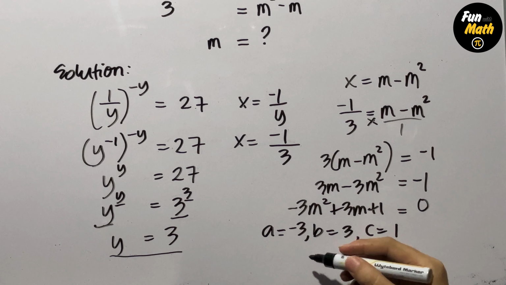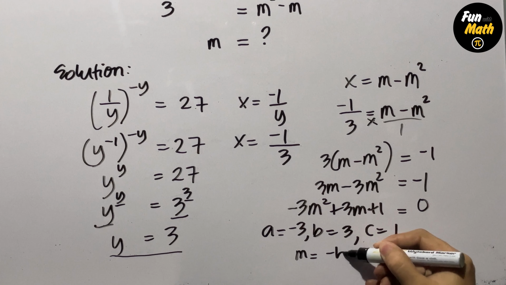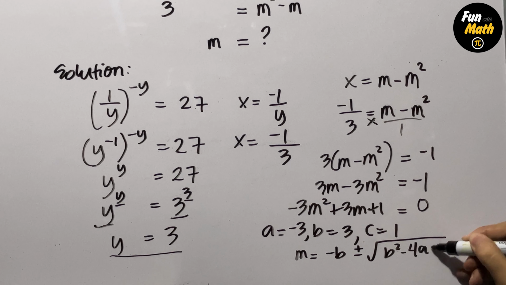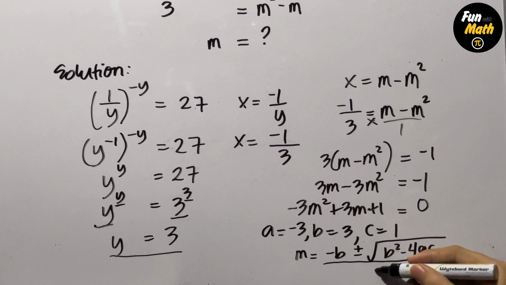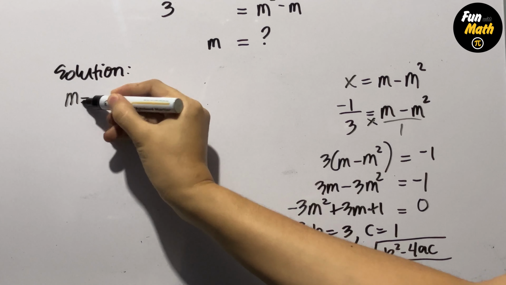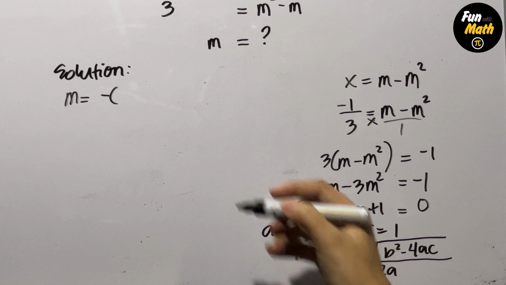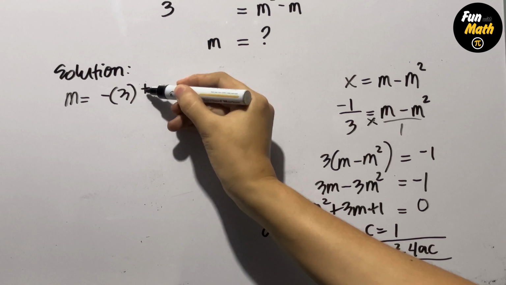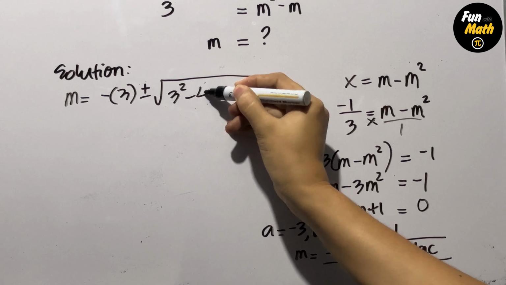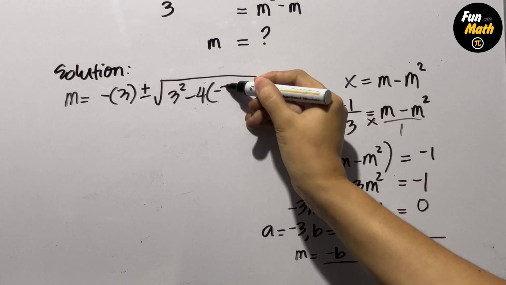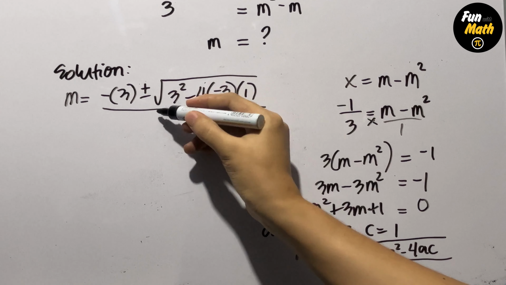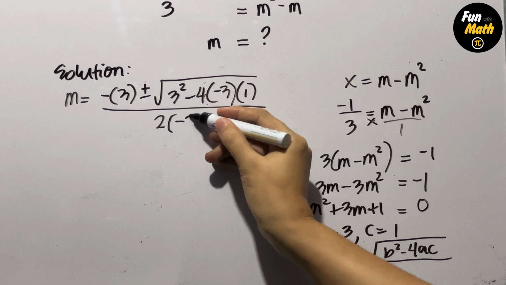Now, the quadratic formula is m is equal to negative b, plus or minus the square root of b squared minus 4ac, all over 2a. Now, to solve, m is equal to negative b, that is negative 3, plus or minus the square root of b squared, that is 3 squared, minus 4 times a, that is negative 3, times c, that is positive 1, all over 2 times a, that is negative 3.